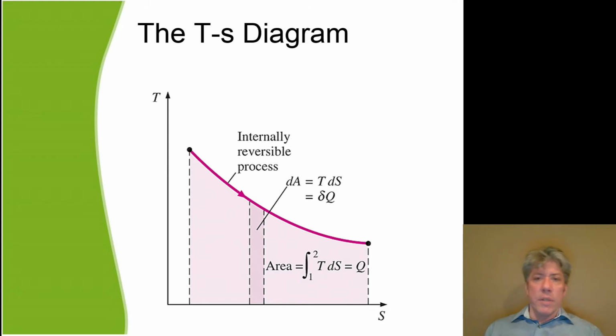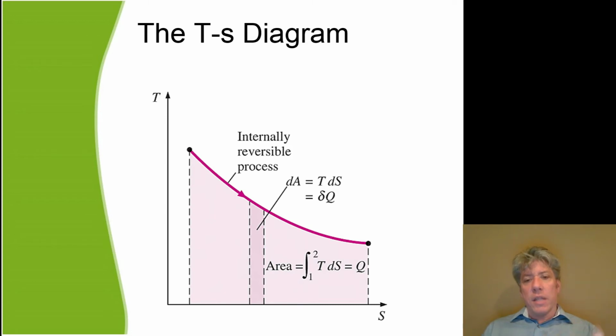The TS diagram itself, though, is particularly interesting because if we know a process path that is internally reversible, we could consider what the area beneath that path means. It has a very important meaning. Remember that in our equation we defined an entropy change ds as the ratio of dq over T, where dq was a small amount of heat transfer to the system at a temperature T. Well, we can rearrange that equation and say that the differential amount of heat transfer dq is equal to T times ds.